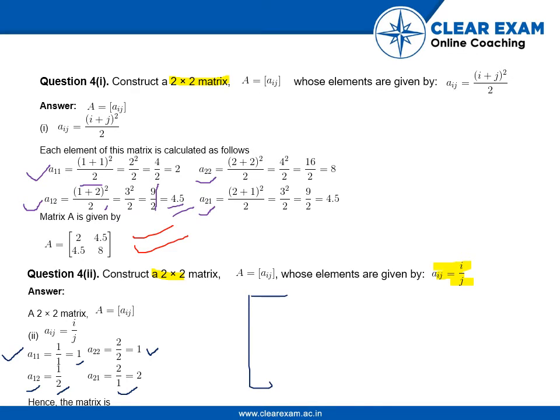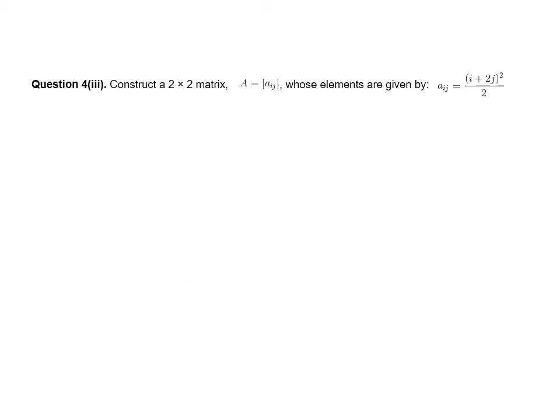So we get our final matrix, which looks like A11 is 1, A12 is half, A21 is 2 and A22 is 1. So now moving to the next part, our final answer is this matrix. You can see your results, cross check your answers from here. Now moving to the next slide.